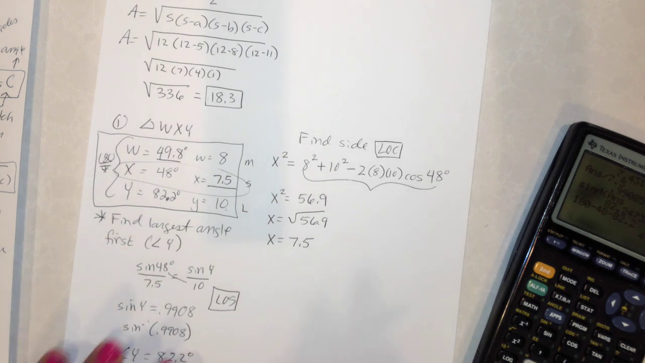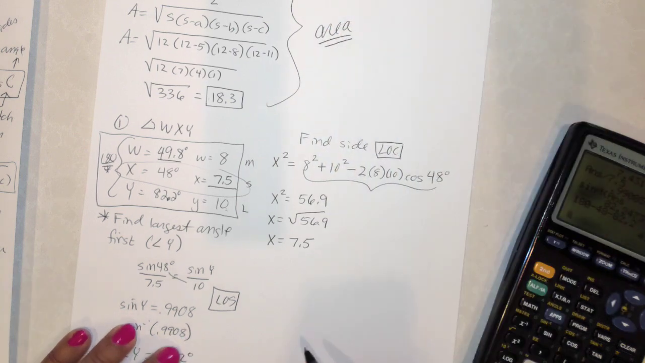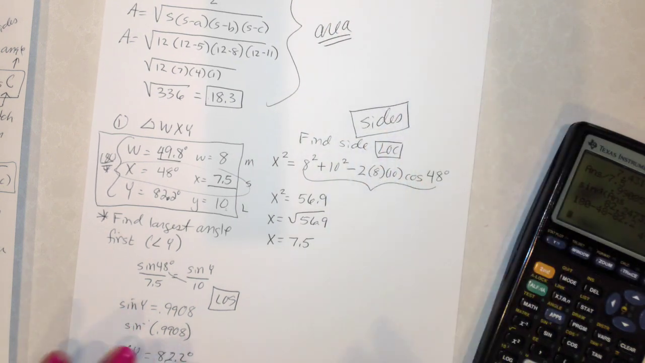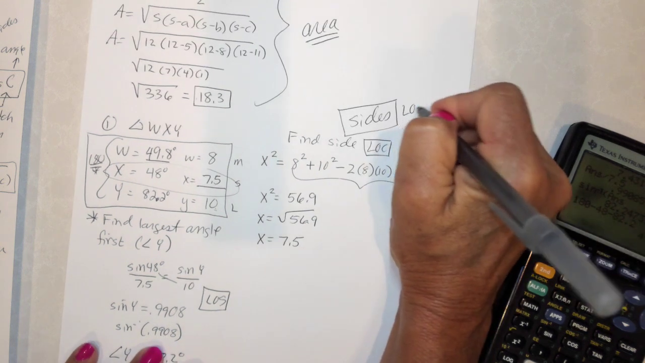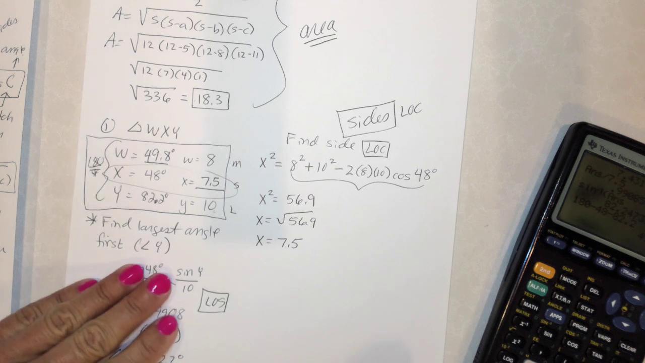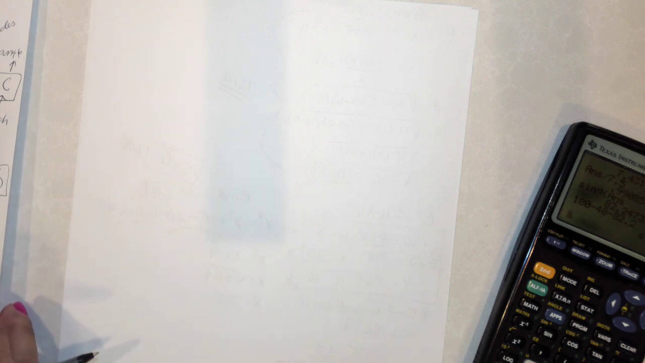So earlier in the video, I said we were going to learn 3 things: how to find area using our Heron's formula, how to find sides using the law of cosines. So the only thing we have left is how do I find an angle? So let's do one of those, and then we will call it a wrap on our last notes of the year.